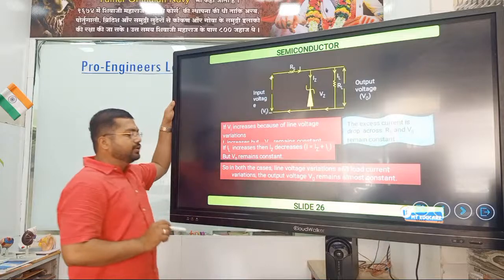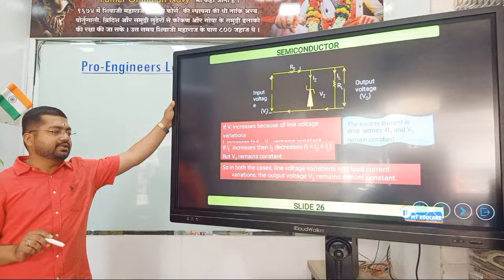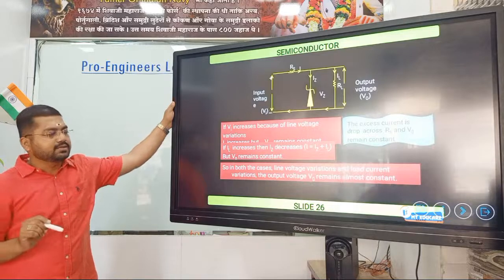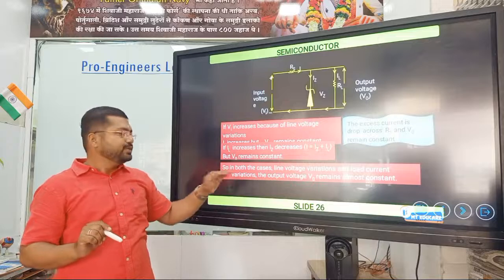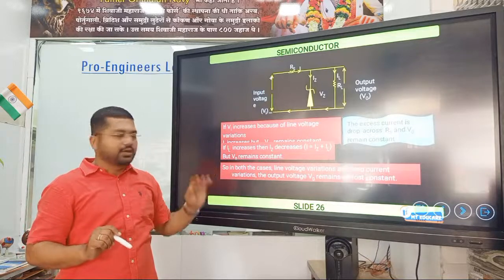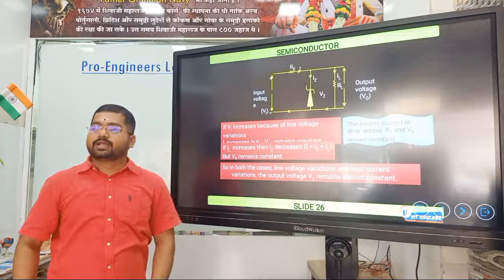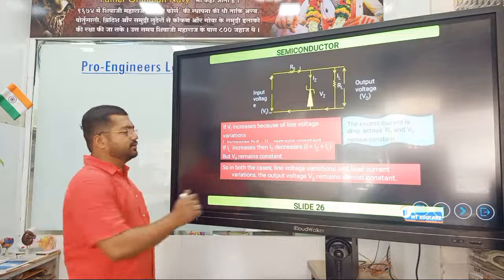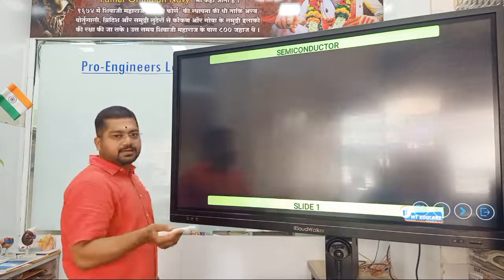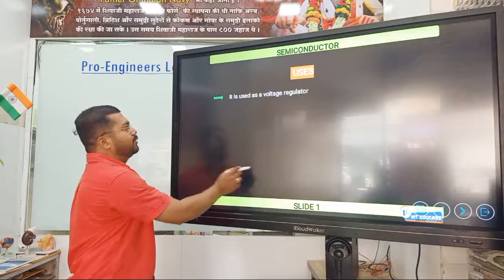So in both the cases, the line voltage variations and load current variations, the output voltage remains constant. मतलब कुछ भी चेंज होने दो, लाइन वोल्टेज चेंज होने दो या लोड करंट चेंज होने दो, इनपुट चेंज होने दो या आउटपुट चेंज होने दो, in both the cases output voltage remains constant, and thus it acts as voltage regulator. अब इसका यूजेस क्या है देखो.